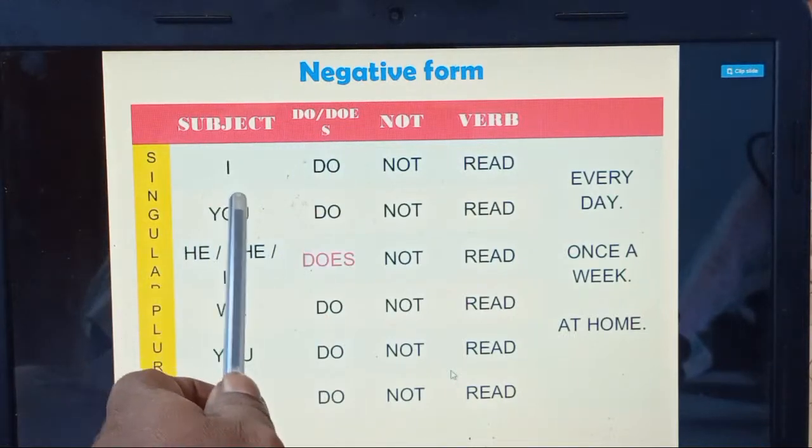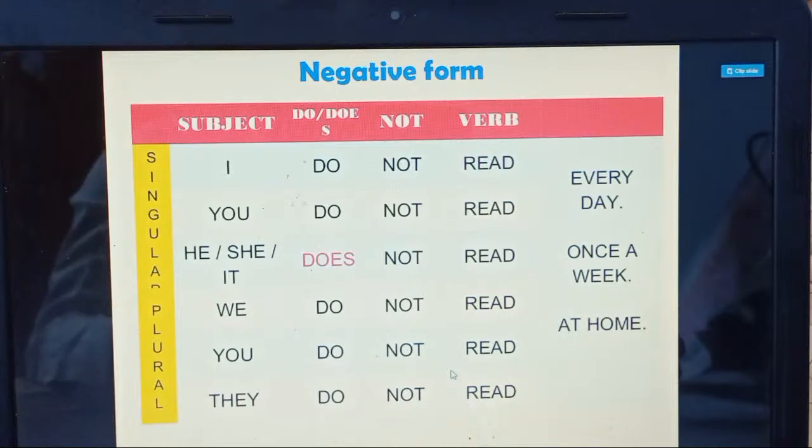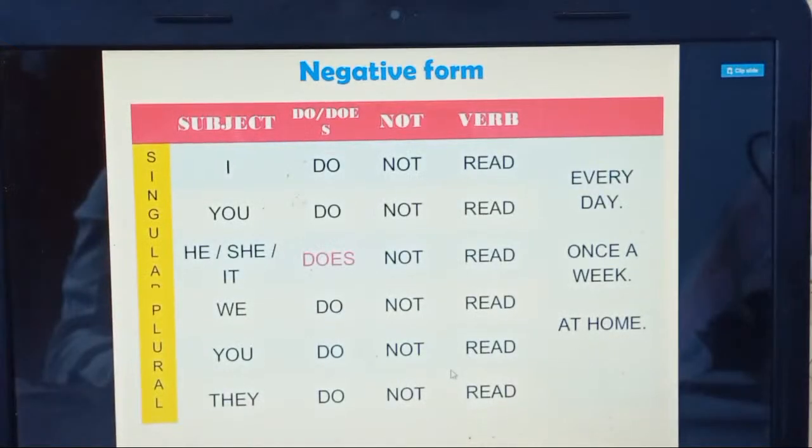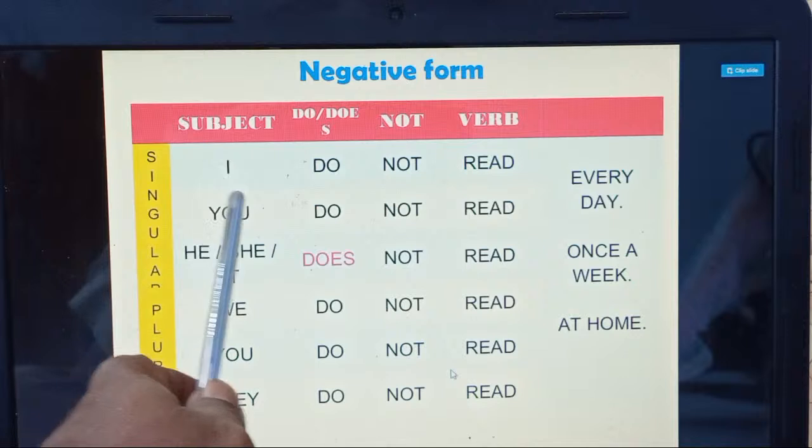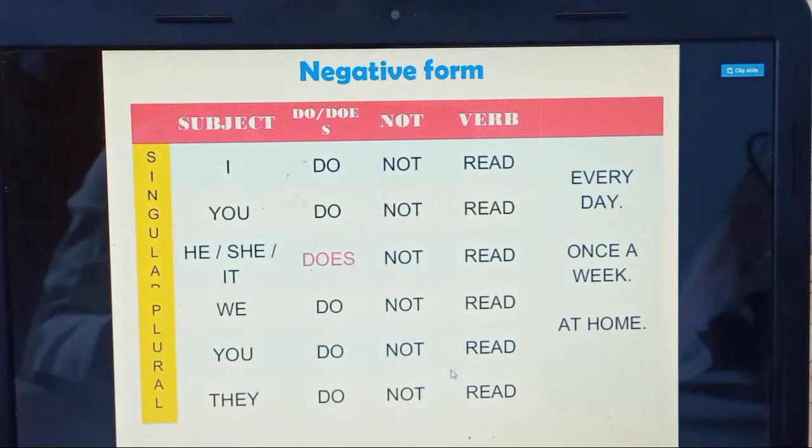For example, see, I do not read every day. The positive sentence is I read every day. The negative sentence is I don't read every day. నేను రోజు చదవను. You don't read every day.